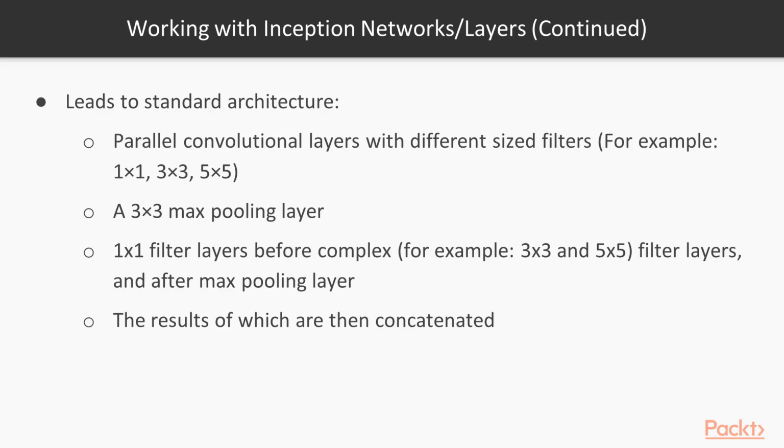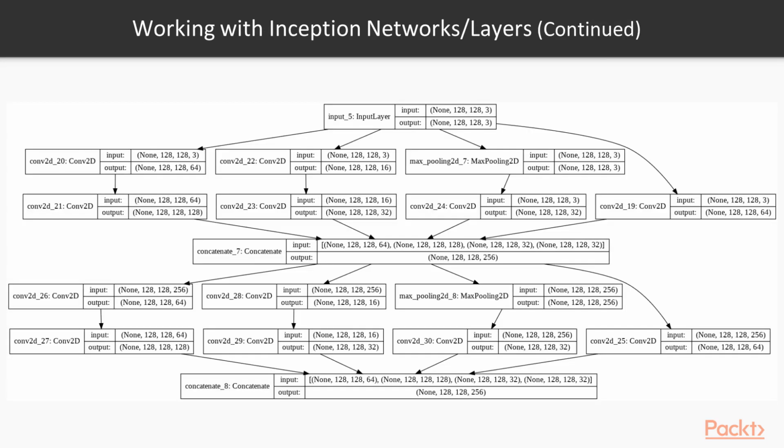And in this way, we reduce the number of parameters, reduce the complexity of the model we're working with. And here is the computational graph or network graph of a standard Inception, or 2 standard Inception blocks. So we see we've got the input layer up the top.